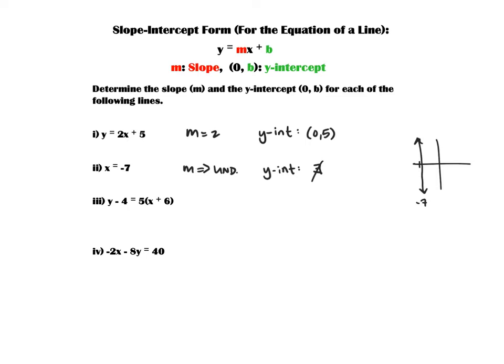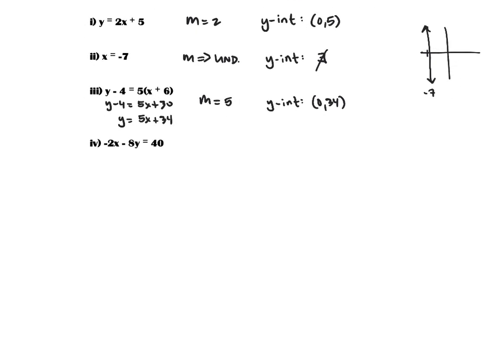Okay, now in part 3, it's kind of unique. We don't have the equation of this line in slope-intercept form yet. So what we need to do is put it in that form, and then we can determine the slope and the y-intercept. So I'm going to distribute the 5 on the right side. That gives me 5x plus 30. I'm going to add 4 to both sides. Adding like terms, that gives me y equals 5x plus 34. Therefore, my slope is 5, and the y-intercept is the ordered pair 0, 34. Okay, this last form that you're going to see here is still a line.